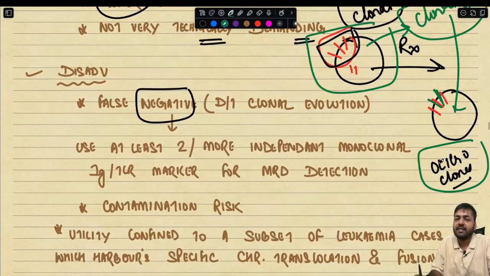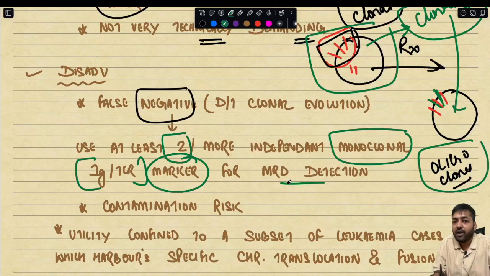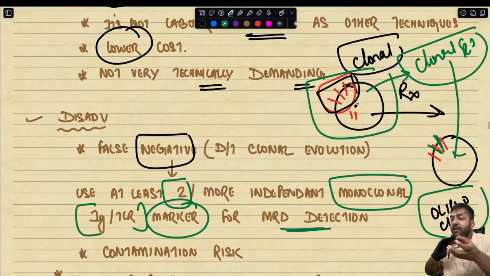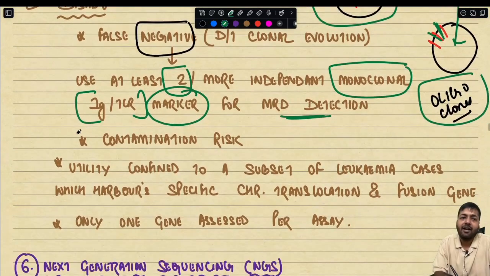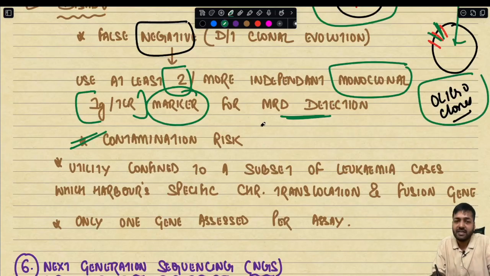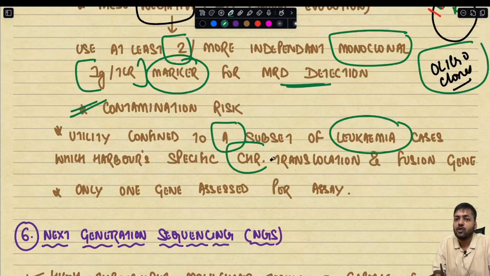Therefore, how to avoid this? When you are detecting MRD, you should use two or more independent monoclonal IgH and TCR clonal rearrangement markers for MRD detection. You should use many different combinations of markers after the induction phase in PCR to detect such residual leukemic cells. The second disadvantage is that because there is a lot of amplification of the DNA transcript, the risk of contamination is high.